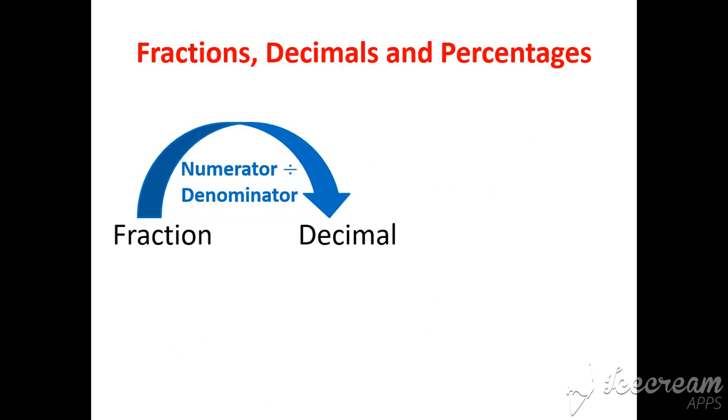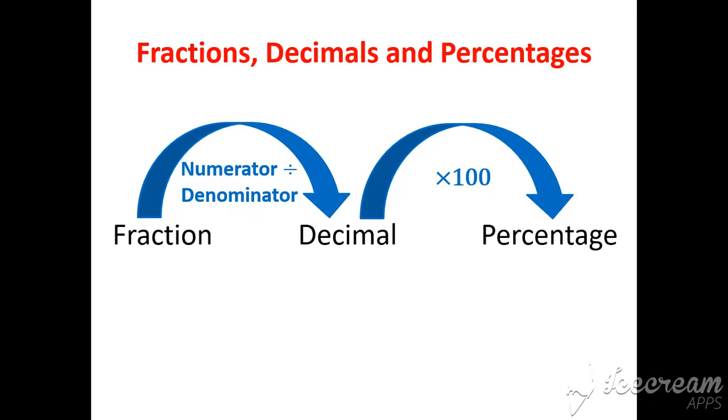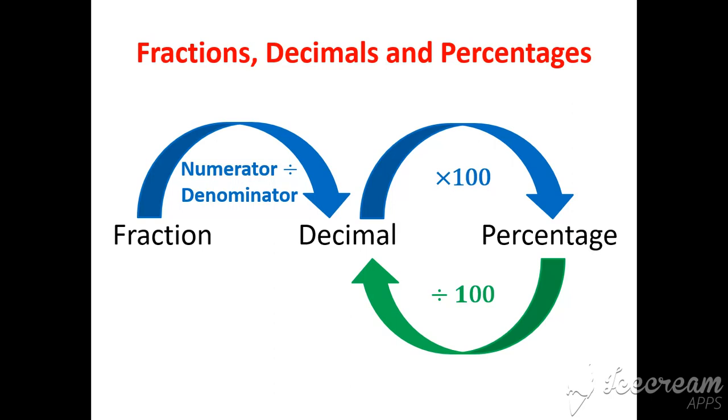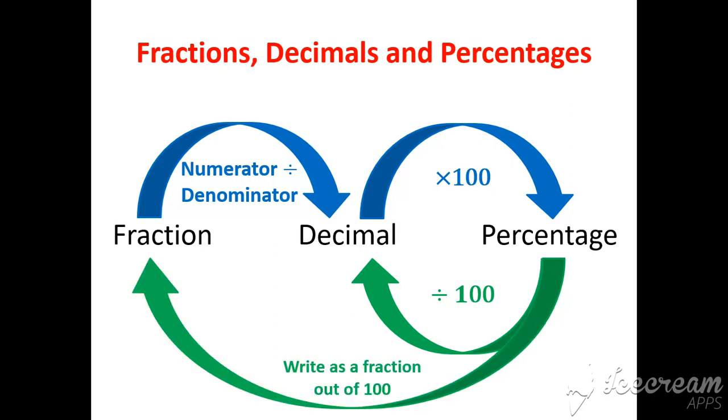If you want to go from a fraction to a decimal, we've talked about taking the top number and dividing it by the bottom number. If you want to go from a decimal to a percent, we multiply the decimal by 100. If you want to go from a percent back to a decimal, you divide by 100. If you want to go from a percentage back to a fraction, we know a percent's out of 100, so just write it as a fraction out of 100.